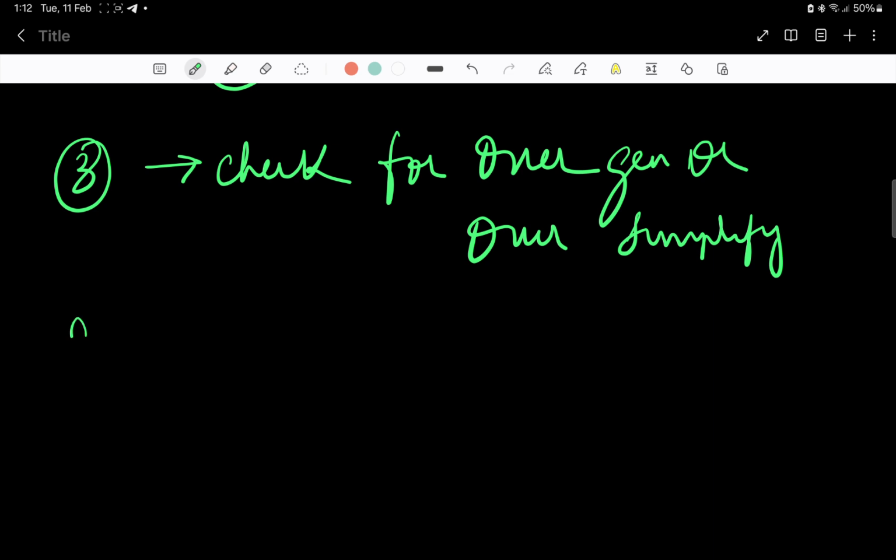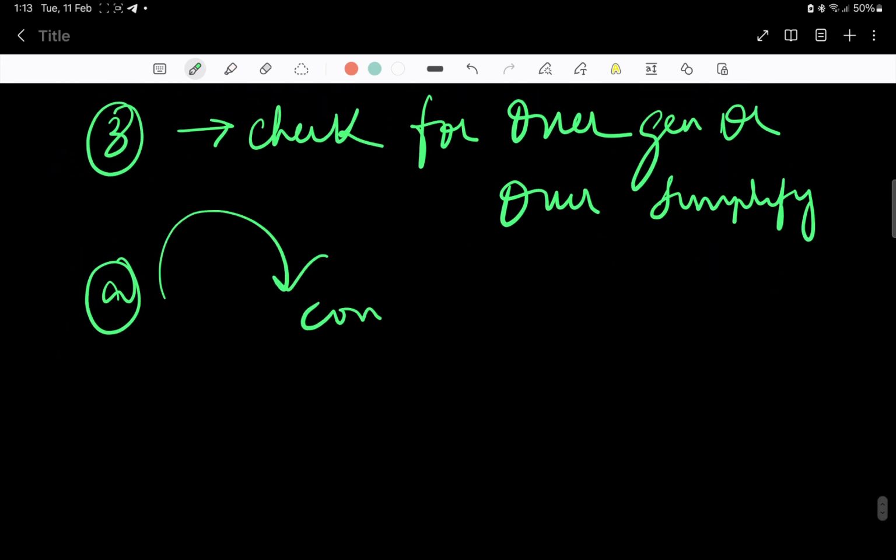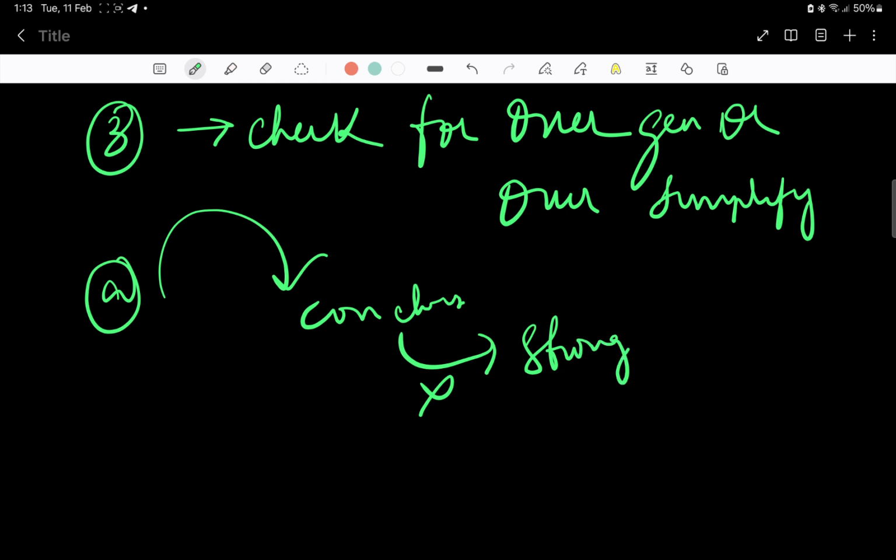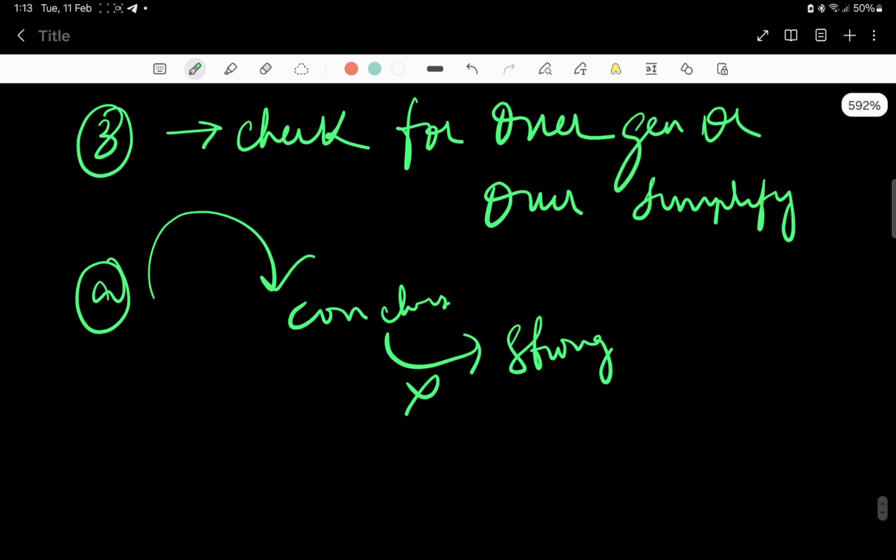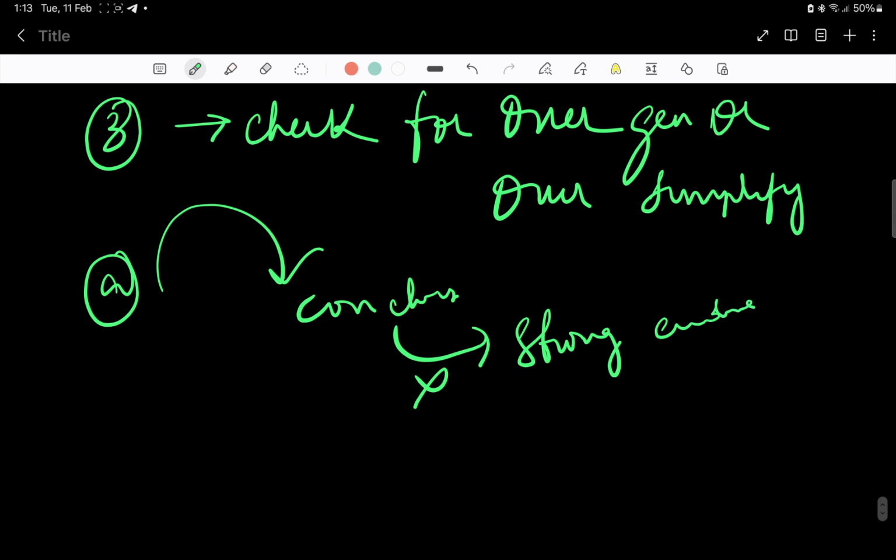If an answer choice jumps to a conclusion without any strong evidence, you need to think of it as a trap. This is your trap.